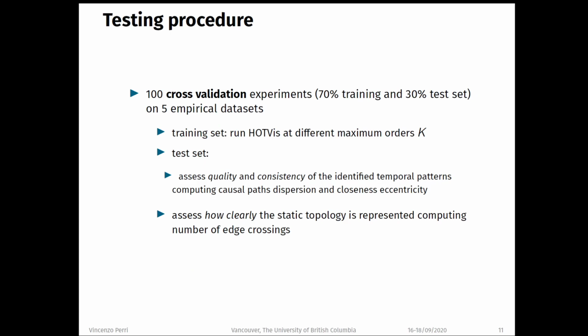We also use the following testing procedure. We make 100 cross-validation experiments on 5 empirical datasets, where we make 100 experiments on each dataset for each order that we test. So we use the training set to run HOTVis at different maximum order k, and we use the test set to compute the causal path dispersion and closeness eccentricity so that we have a way to assess the quality and the consistency of the identified temporal patterns. And also we compute the number of edge crossings so that we can also assess how clearly the static topology is still represented in the layout.